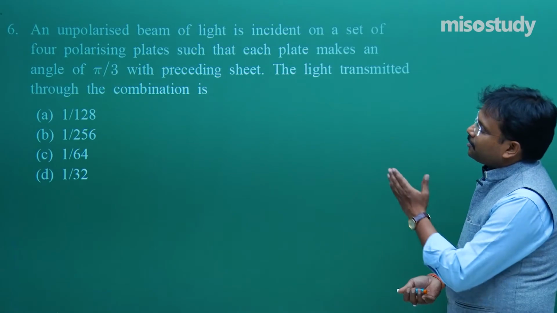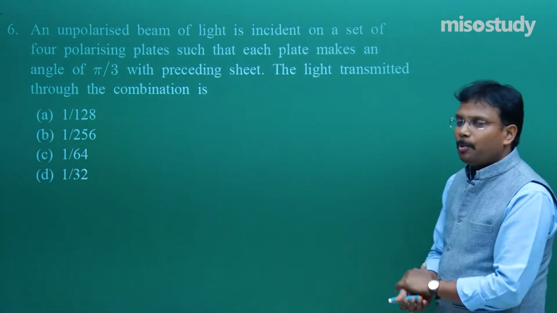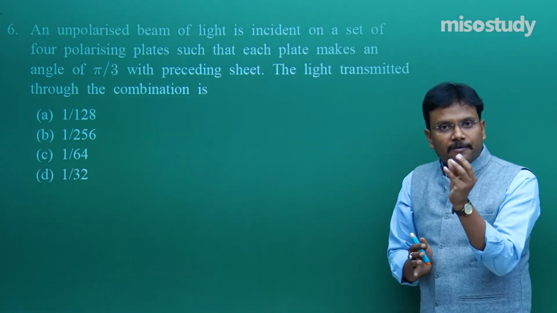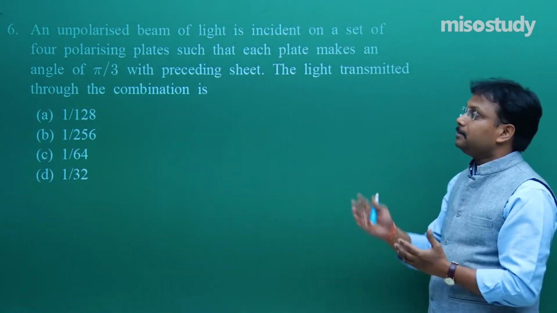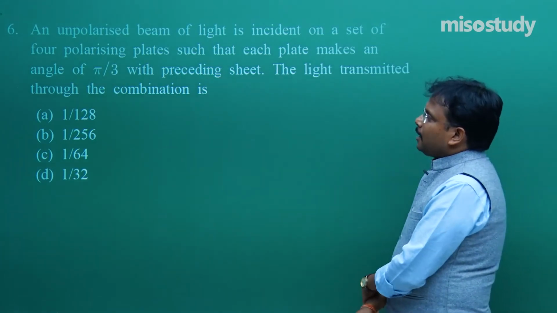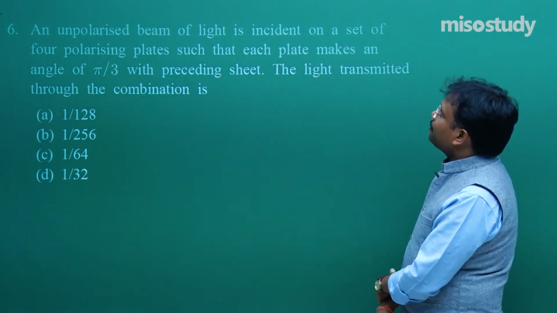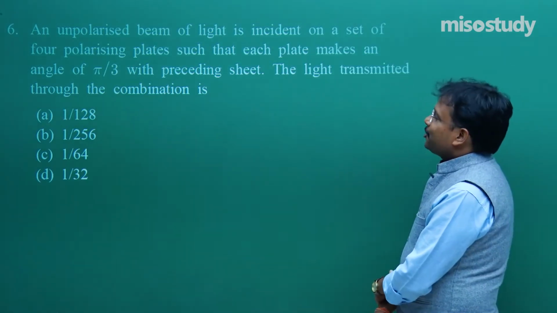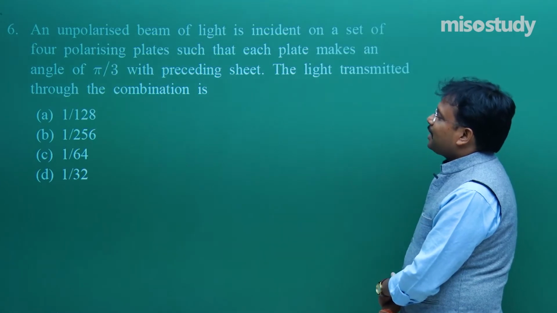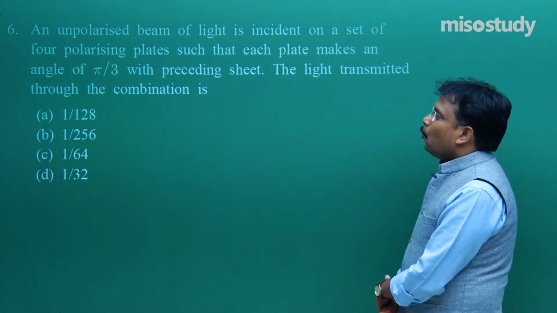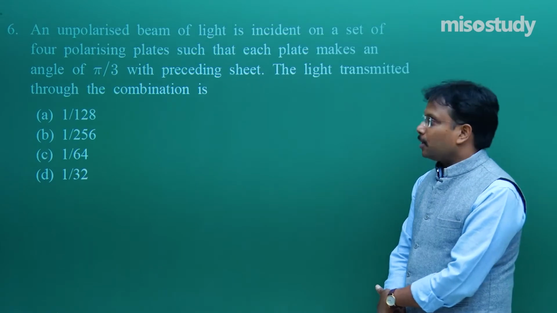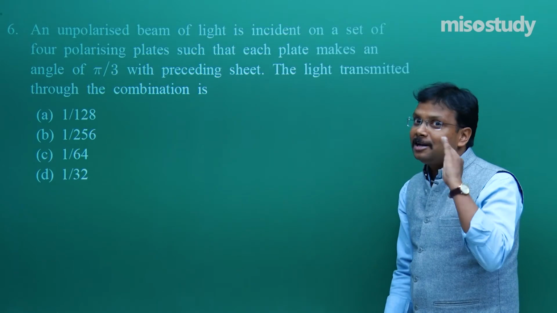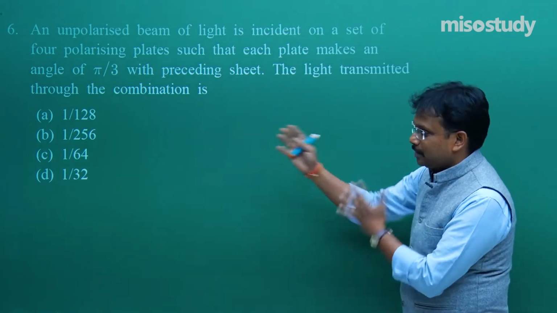In this there is a question which is obviously based upon the phenomenon of polarization and the application of a device known as Polaroids, fine. What is the problem? An unpolarized beam of light is incident on a set of 4 polarizing plates, okay, such that each plate makes an angle pi by 3 with the preceding sheet, okay. The light transmitted through the combination finally is how much?